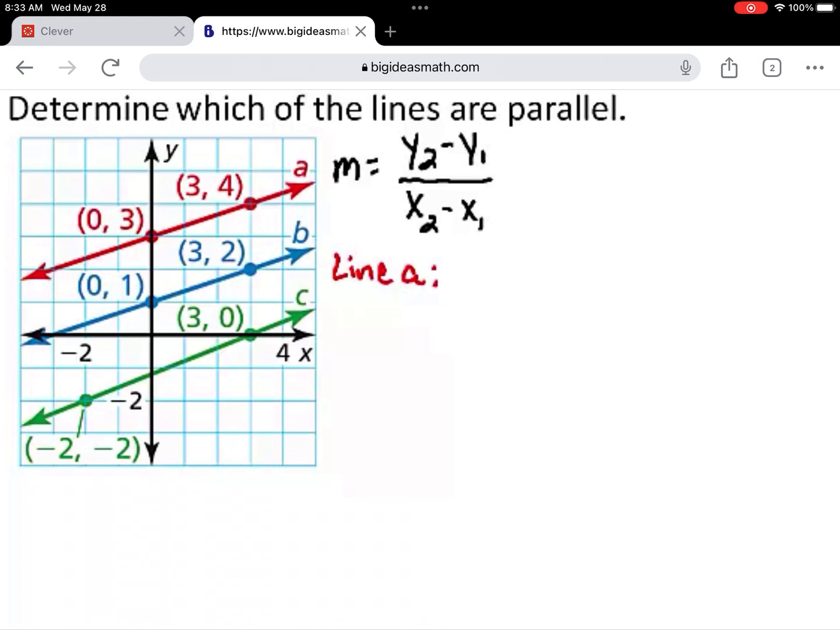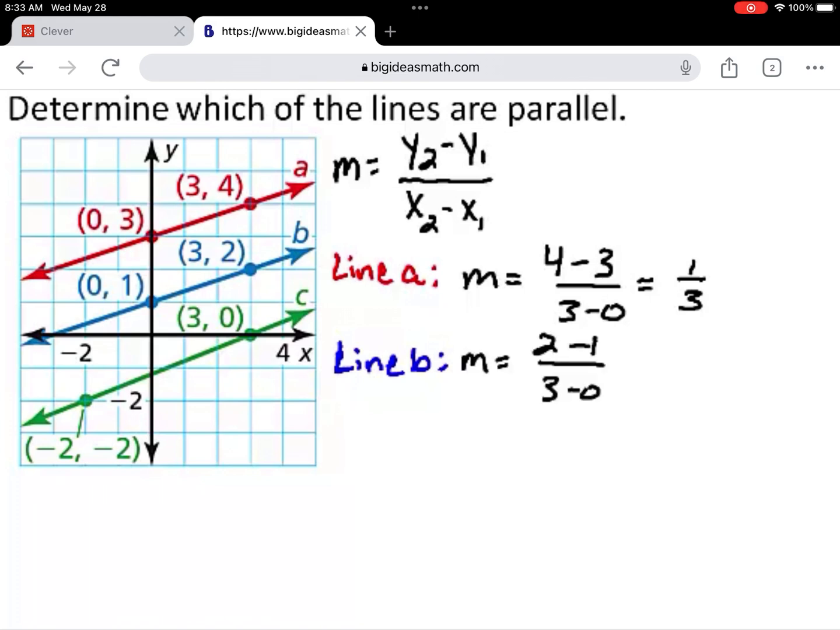Substituting 0 for x1, 3 for y1, 3 for x2, and 4 for y2, you get m equals the quantity 4 minus 3 divided by the quantity 3 minus 0, which simplifies to 1/3. Now you want to find the slope of line B. Substituting 0 for x1, 1 for y1, 3 for x2, and 2 for y2, you get m equals the quantity 2 minus 1 divided by the quantity 3 minus 0, which simplifies to 1/3.